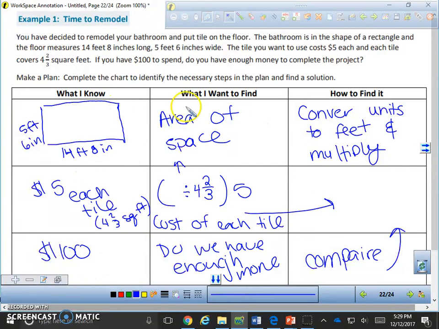Now I would like you to get with a partner and figure this out. Do you have enough money? I'm going to be checking for this tomorrow. Do you have enough money? Work through this. Choose a wise partner to work with. She's a wise partner to work with. And let's get going, guys.